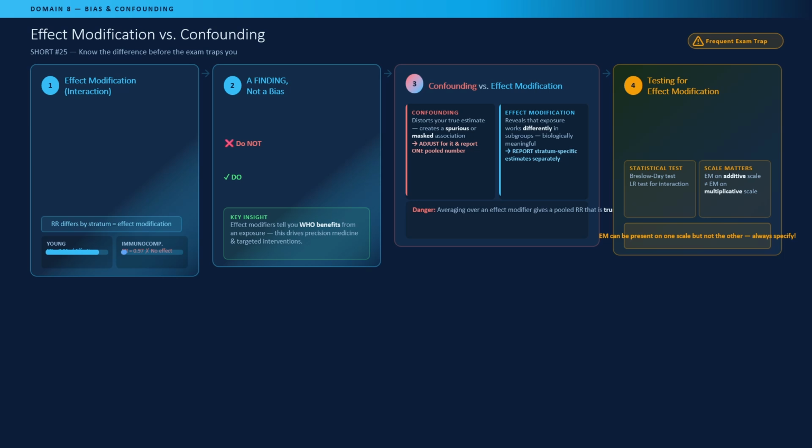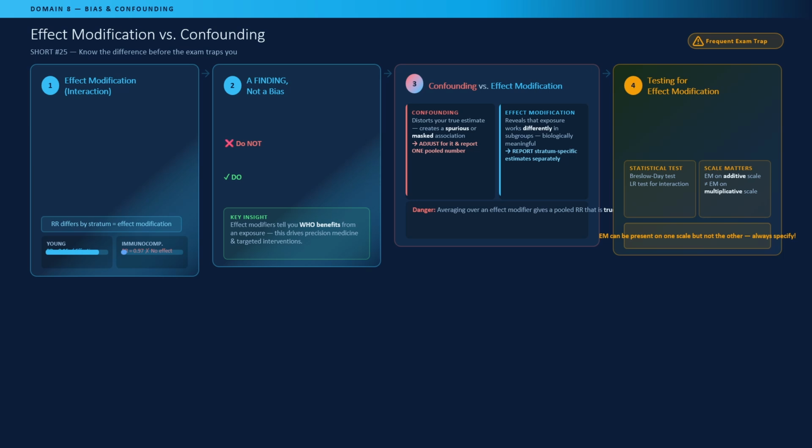This next one is a classic exam trap, so let's slow down and get it right. Effect modification versus confounding. They can look similar in your data, and they mean completely opposite things. Start with what effect modification actually is. Effect modification, also called interaction, means the effect of your exposure genuinely differs depending on which subgroup you're in.